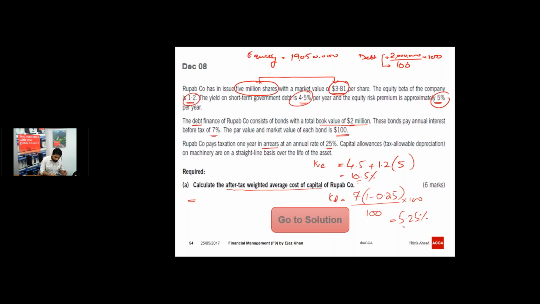This is the usual formula for converting book value into market value. You have to take the total book value of the debt, divide it with the par value per debenture to get the total number of debentures, then multiply it with the market value of each debenture to get the total value. So in this case, since the par value and market values are same, we'll get the same market value.